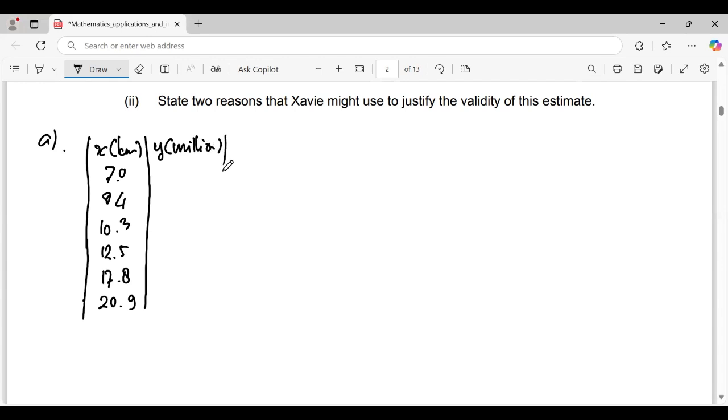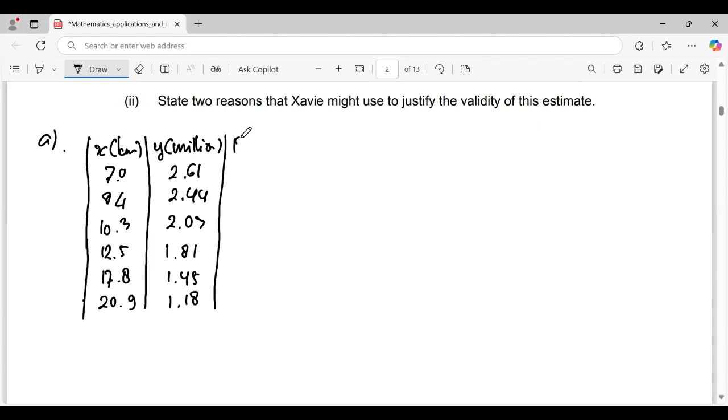in millions: 2.61, 2.44, 2.03, 1.81, 1.45, 1.18.